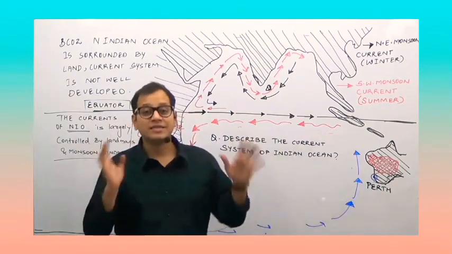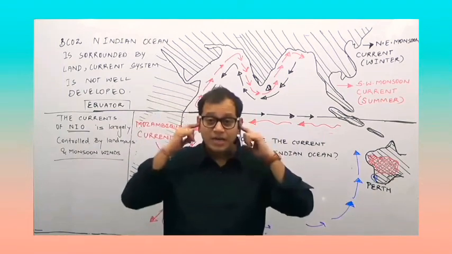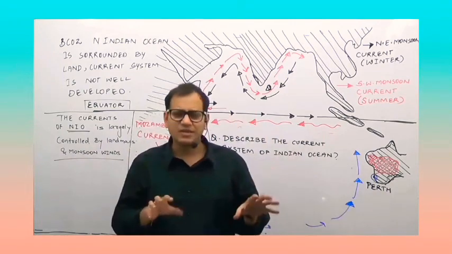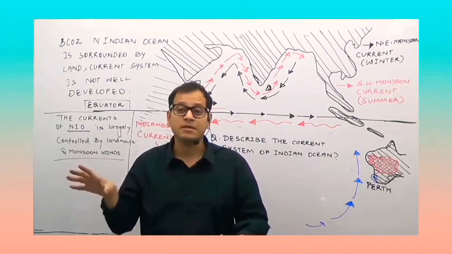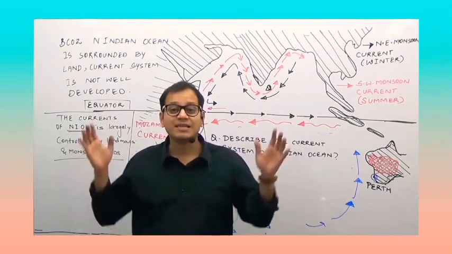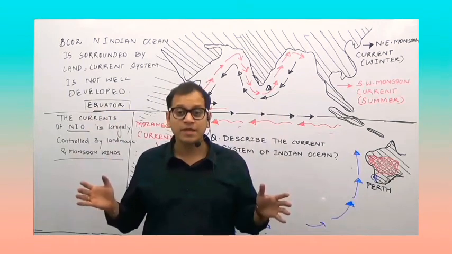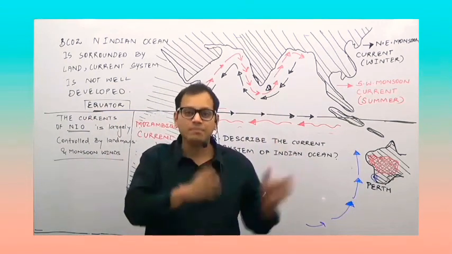So this is your assignment. Try to write it down, because these are the facts. Once you write down the assignment, I don't think you will ever forget the facts, even for the preliminary examination. So these are the current systems of the three oceans: Atlantic, Indian and Pacific.